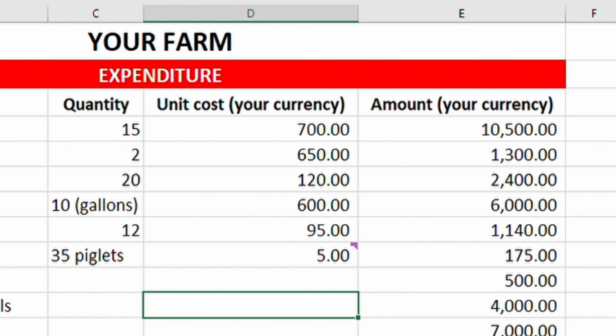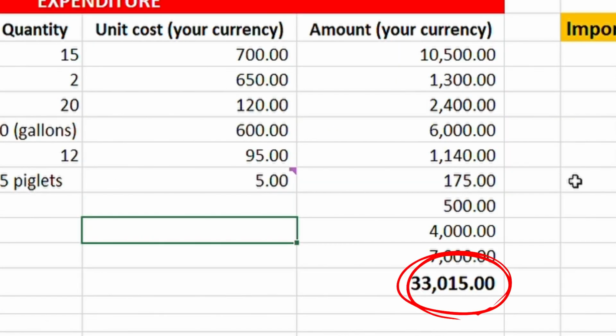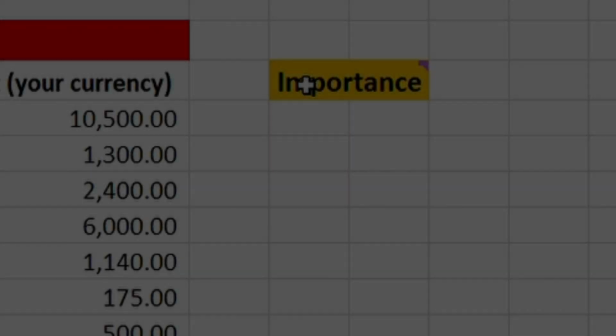So having known all this, knowing your cost, calculated everything, and then having your farm on the go, you might ask, why do I even need these expenditure records?